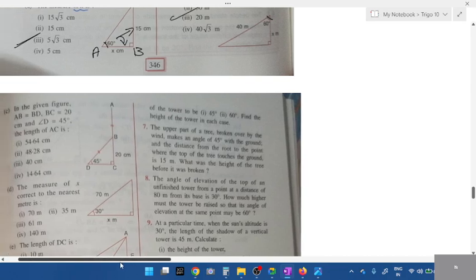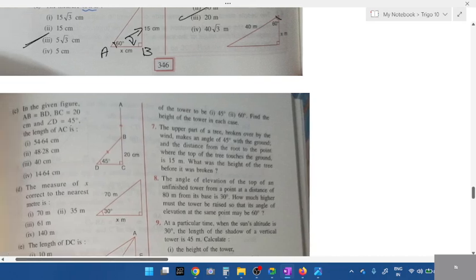Okay, this is a bit different. Look at the third question. In the given figure, AB is equal to BD. AB and BD are equal. See, these two are equal. BC is equal to 20 centimeters. Angle D is 45 degrees. Find the length of AC.